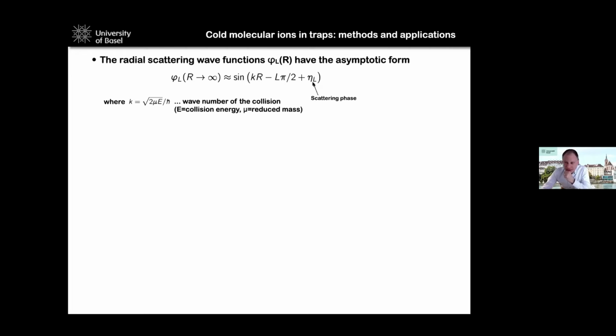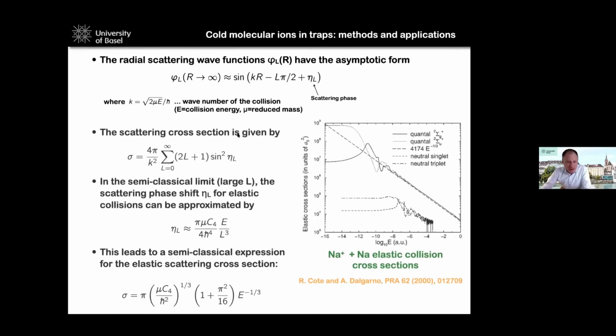And this scattering phase is a phase shift in the wave function that arises because of the interaction potential V. So essentially what this means is that the scattering manifests itself as phase shifts in the wave function. And it further turns out that it is this scattering phase shift which is then linked to the scattering cross-section.